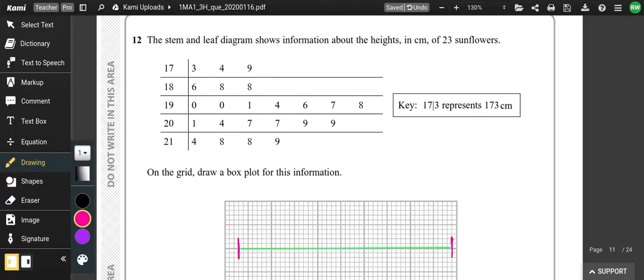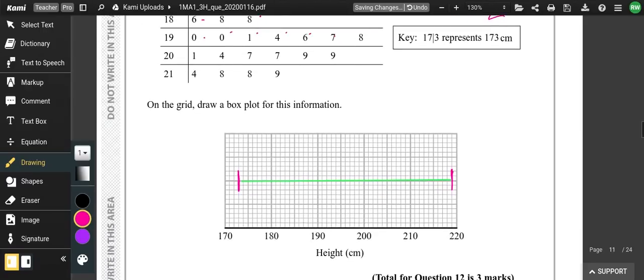So as we have 23 sunflowers, we work out the median by adding 1 and then dividing by 2. That will give us the position of the median. So 23 plus 1 is 24, over 2 is 12. So we need to find the 12th position. 1, 2, 3, 4, 5, 6, 10, 11, 12. So the median is 197. That's going to go there.